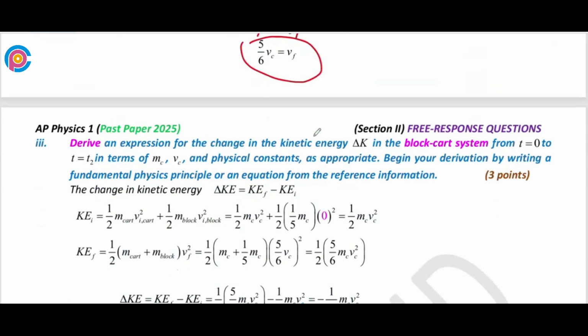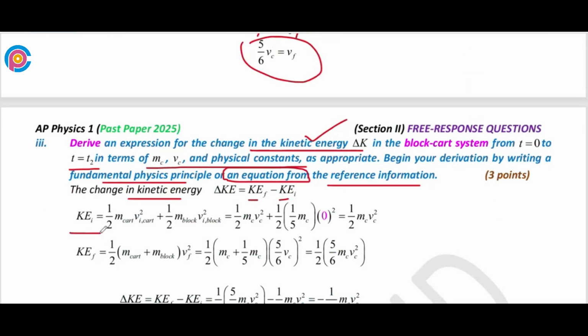Now derive the expression for the change in kinetic energy of the block-cart system from t0 to t2 in terms of mc, vc and physical constants as appropriate. Begin your derivation by writing the fundamental principle or equation from the reference information. So the change in kinetic energy, delta K, is equal to final kinetic energy minus initial kinetic energy. This is the equation we refer to; change is always final minus initial.